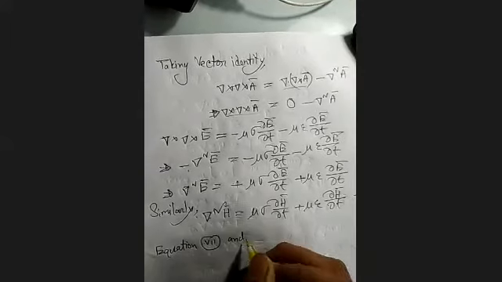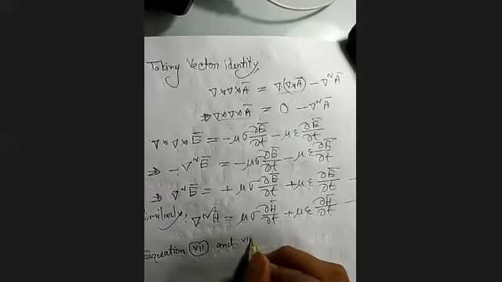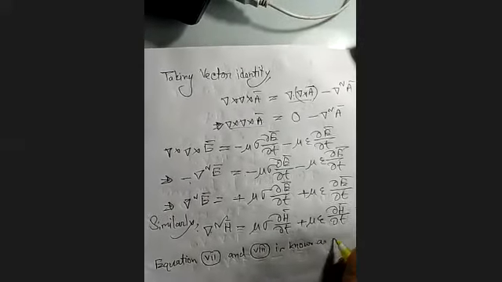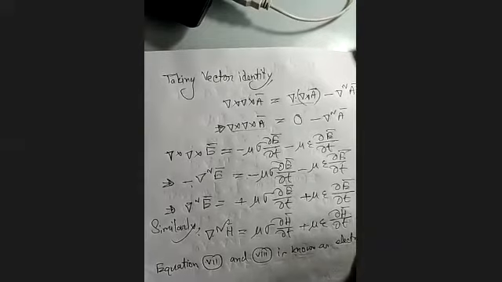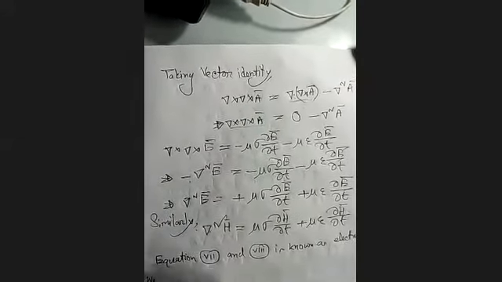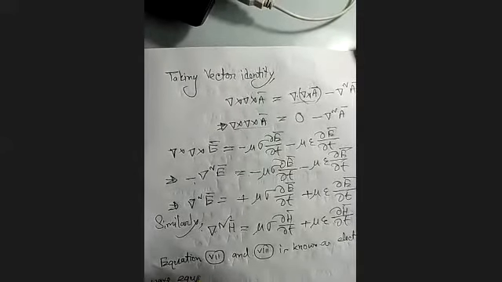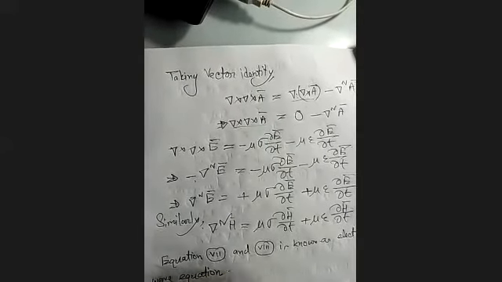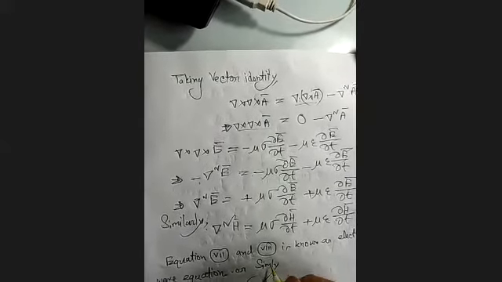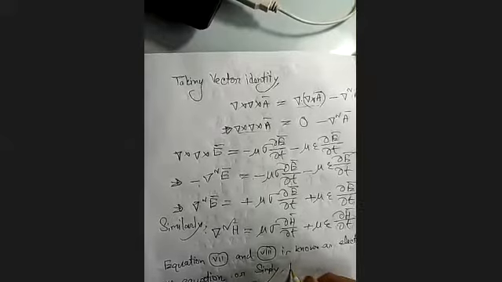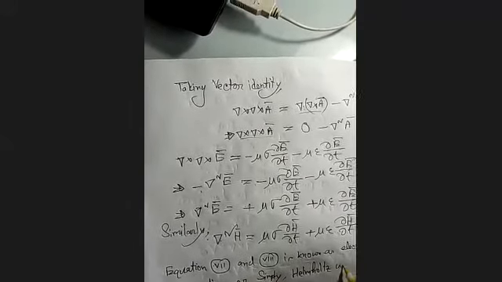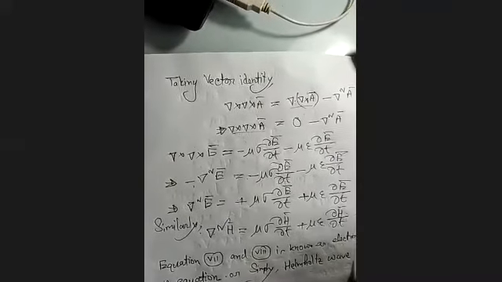Now, equation 7 and 8 is known as the electromagnetic wave equation. Electromagnetic wave equation, or there is another scientist, Helmholtz. It is also known as the Helmholtz wave equation.